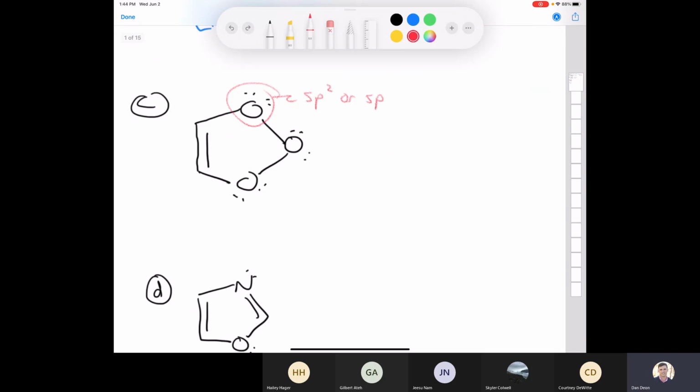Well, if you think about it, we get a problem here. Houston, we have a problem. If we were to try to put a lone pair here in a p orbital, let's say we did have one, because we've got one here, we've got one here.